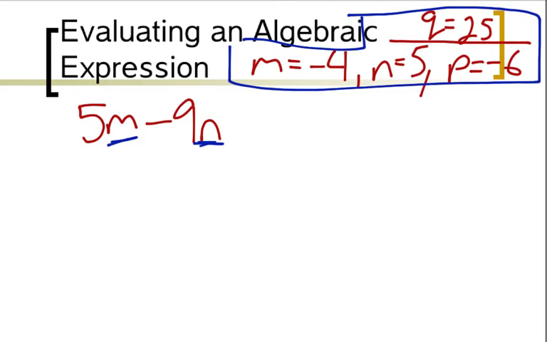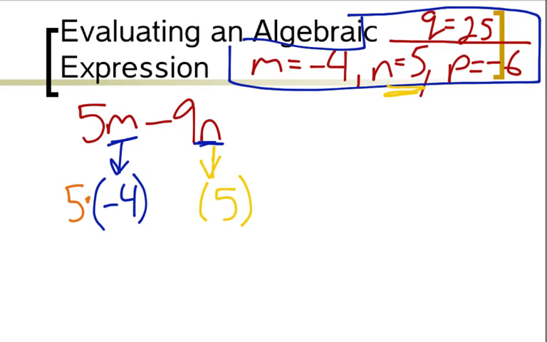So the m needs to be replaced with a -4. And what I do is I put parentheses around it, because the m is really just a placeholder. And then the n is just a placeholder for the value they tell over here on the right, which is 5. So I replace those values and bring down the numbers that were in front, the 5 that was in front of the m, and the -9 that was in front of the n. And then after you substitute, you just follow the order of operations we did in the last lesson and simplify.